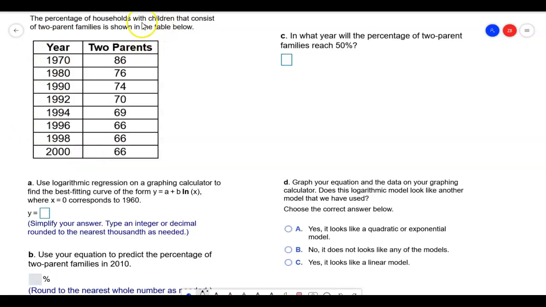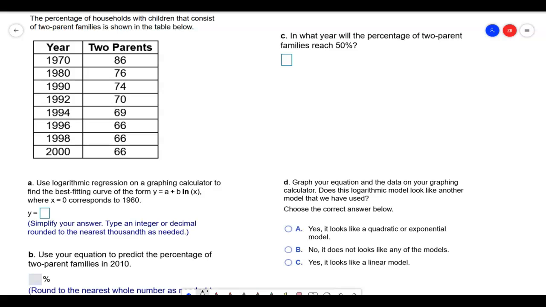It says the percentage of households with children that consist of two-parent families is shown in the table below. The first part says use a logarithmic regression on a graphing calculator to find the best fitting curve of the form y is equal to a plus b times the natural log of x, where x is equal to 0 corresponds to 1960. So 0 is 1960. That means 1970 would be 10 because it's 10 years later. 1980 would be 20. 1990 would be 30. 92 would be 32, and so on and so forth.